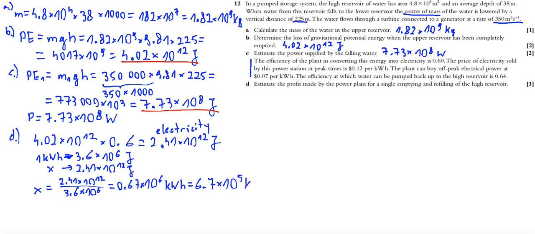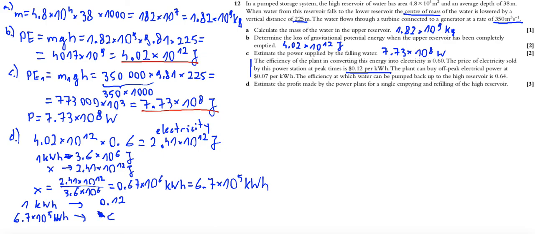or 6.7 times 10 to the power of 5 kilowatt hours. And we know that 1 kilowatt hour costs 0.12, not cents but American dollars. And we know that in emptying of the higher reservoir we have 6.7 times 10 to the power of 5 kilowatt hours. So we can calculate the cost.